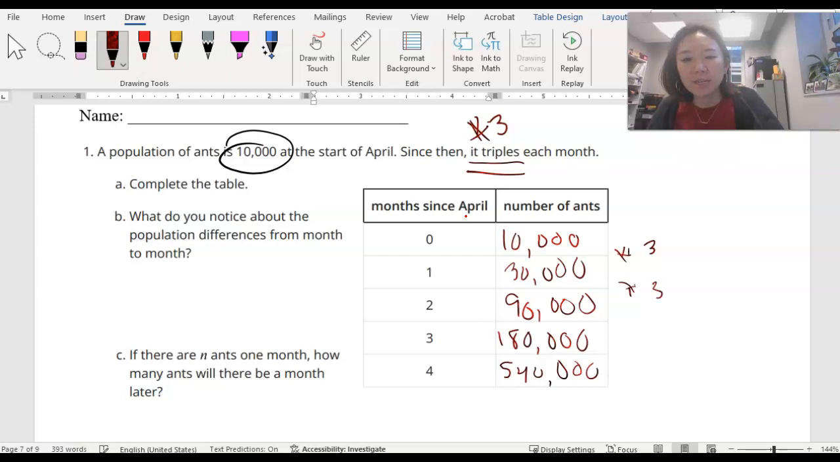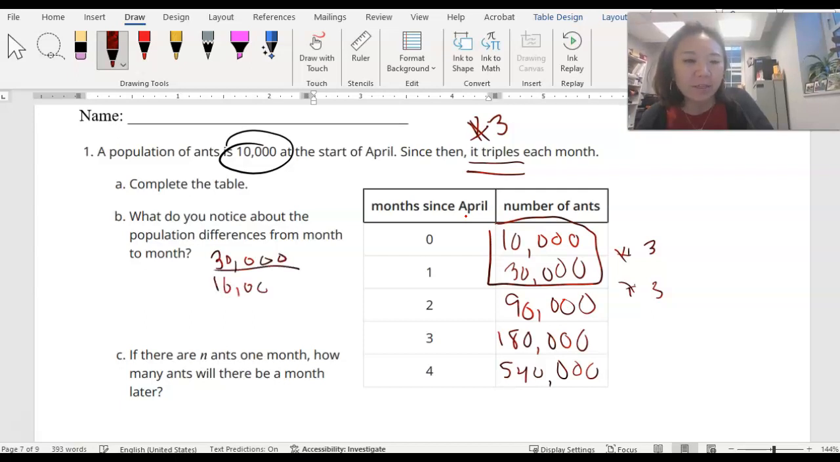And as I mentioned today, if you're given a table and you're wondering, well, what is the factor? Look at two consecutive values and divide. 30,000 divided by 10,000 gives us 3. And in this case, each time we are going up by a different amount, which also shows us that this is not a linear function because linear functions are increasing at the same rate.